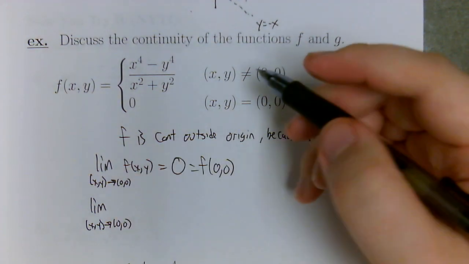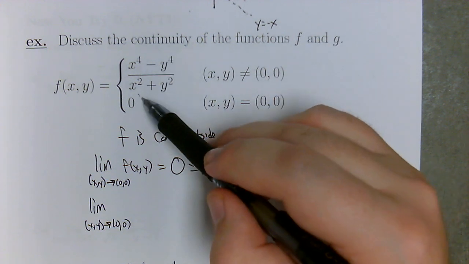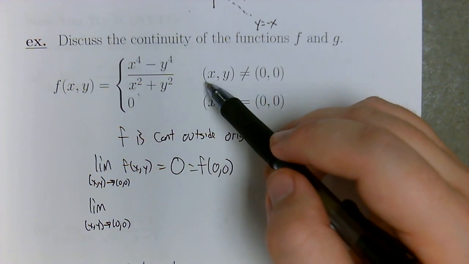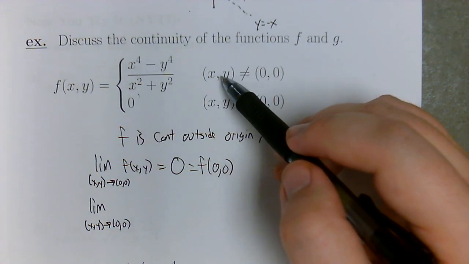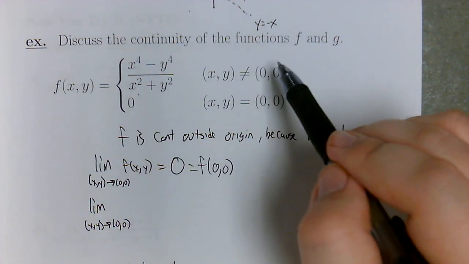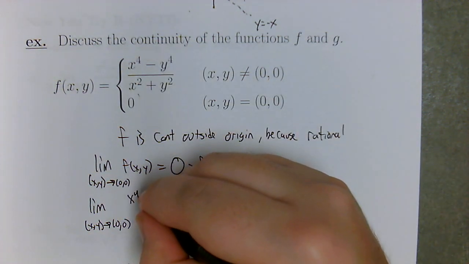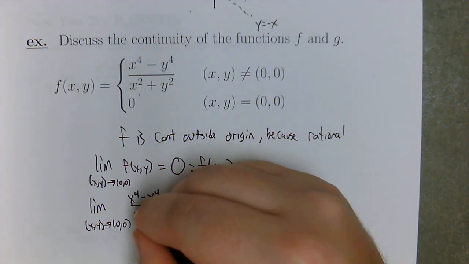Okay, so now we're going to use this formula here. And why are we using this and not just the constant 0? Well, as we're approaching the origin, we're not actually at the origin. And whenever we're using the function and we're not at the origin, we use this formula here. So we're really looking at this limit.